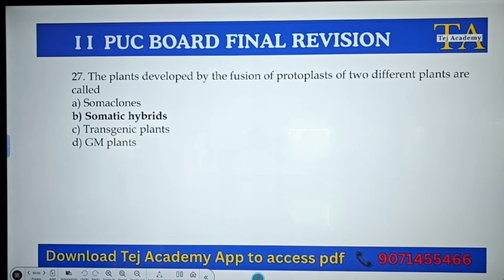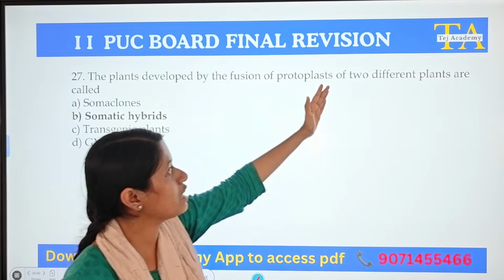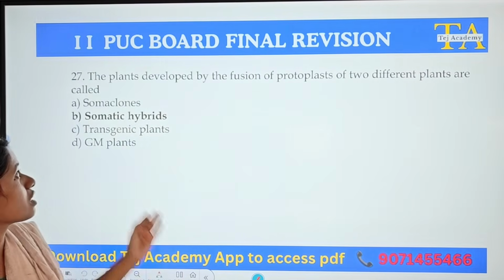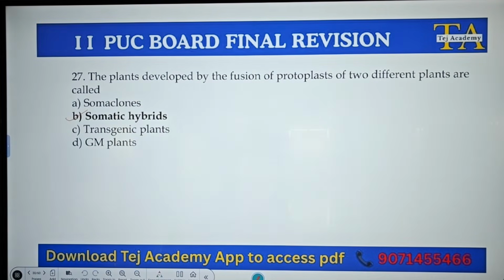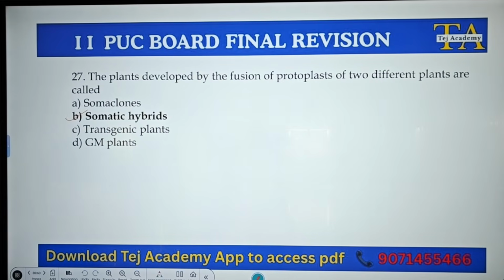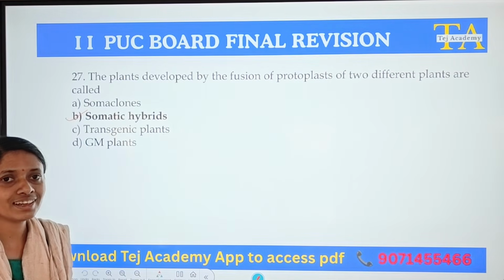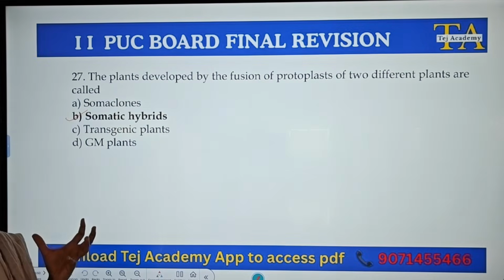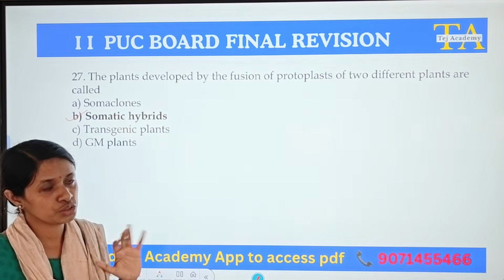The next question is, the plants developed by the fusion of protoplasts of two different plants are called somatic hybrids. Okay? Somatic hybrids are produced in a process called somatic hybridization. Okay? And it is one of the very important techniques in tissue culture.